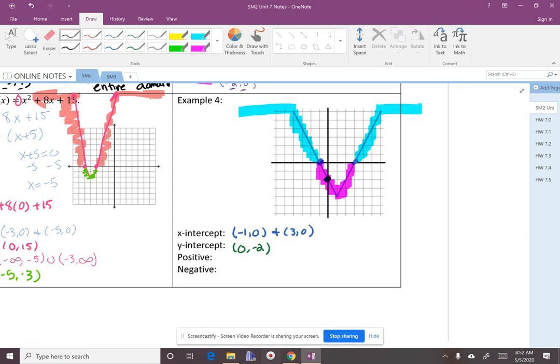So my answer for positive would be from negative infinity to negative 1, and that's what the u means, and from 3 to infinity, and then it's negative from negative 1 to 3.